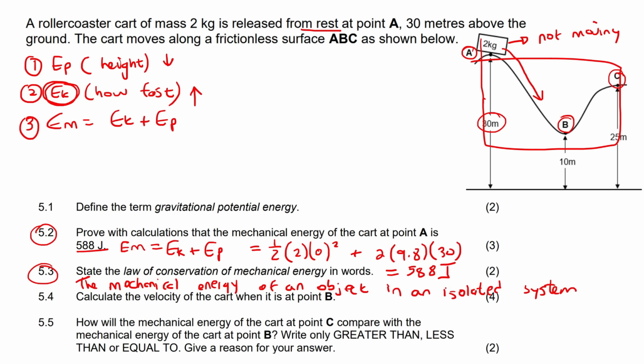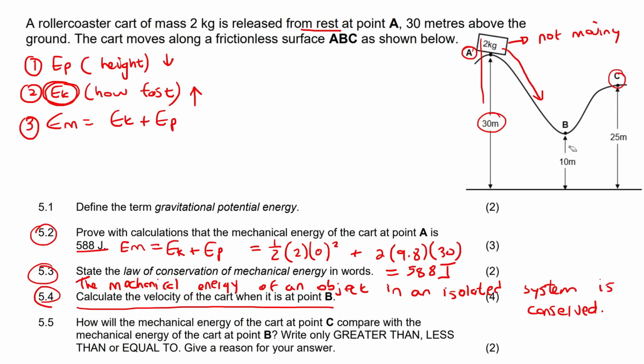We're just pretending that it's a nice, perfect little world where there's no things like friction, air resistance, all of that. Then we say that the mechanical energy of an object in an isolated system is conserved, meaning it stays the same. This question, calculate the velocity at point B. Now check how easy this is, okay? Have a look at this.